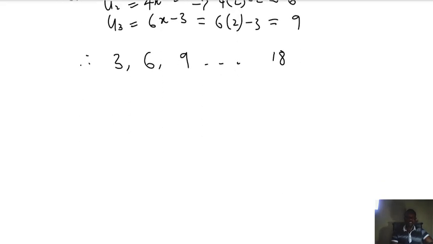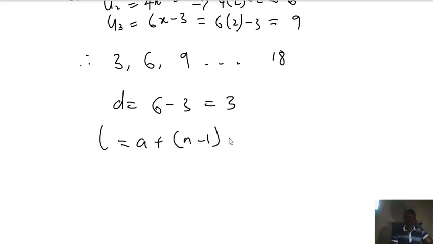Because 18 is the last term, let's find the common difference. The common difference is 6 - 3, which is equal to 3. The last term is equal to a + (n - 1)d. We want to find the number of terms, whereby we know the last term L to be 18.